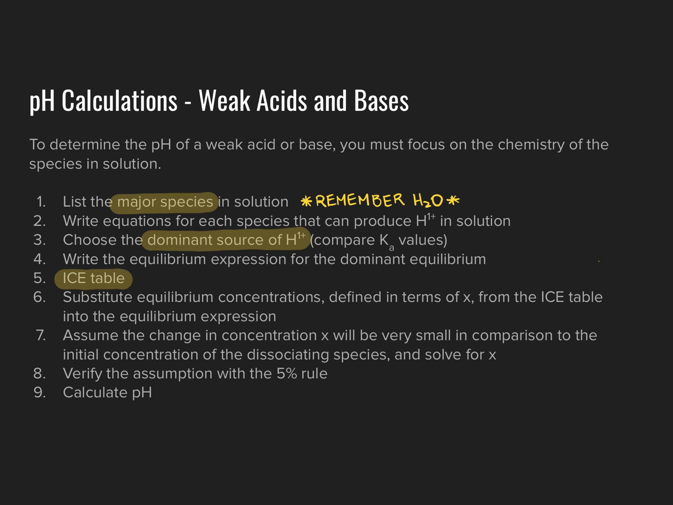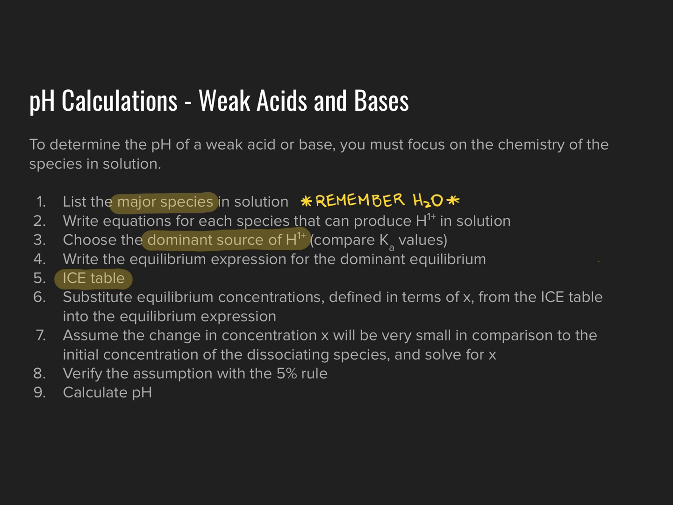Once we've got that ICE table set up, we'll follow the process we have done in the past. That is, we will substitute the equilibrium concentrations defined in terms of x from the ICE table into the equilibrium expression, the Ka or Kb of the corresponding acid or base we're dealing with. And at that point, we'll use our assumption method in order to calculate the concentration of the dissociated ions in solution, according to the same methods we've shown you in our previous discussions of ICE tables and equilibrium chemistry.